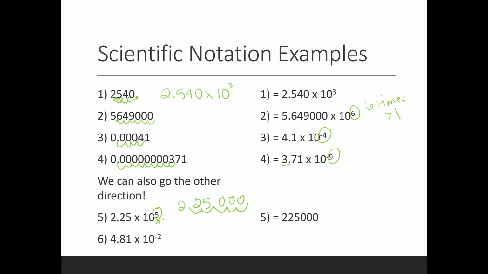Going the other way, now I have a negative exponent, so I need to end up with a number that is smaller than 1. So I'm going to take that 4.81, that coefficient, and move the decimal twice to the left. 1, 2, and my decimal is here. Fill that in with a 0, and my answer is 0.0481.